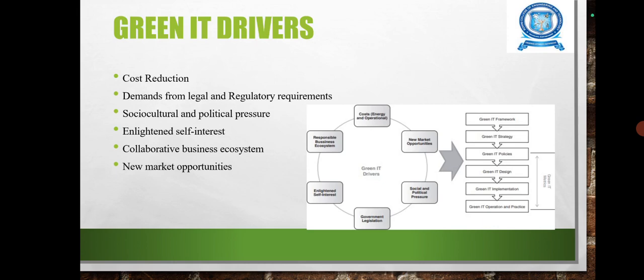The next one is new market opportunities. That means global environmental awareness, corresponding legislation, and socio-cultural and political pressure can create opportunities for new markets that did not exist before. For example, some new markets can create and provide products and services that assist other organizations in achieving their green initiatives and goals.